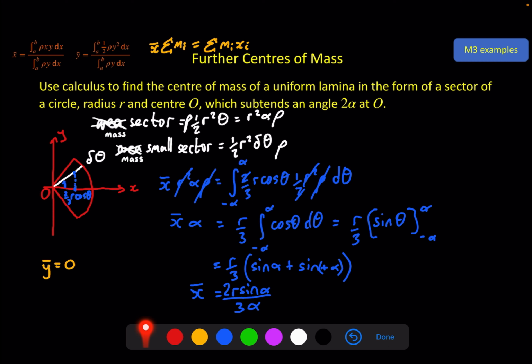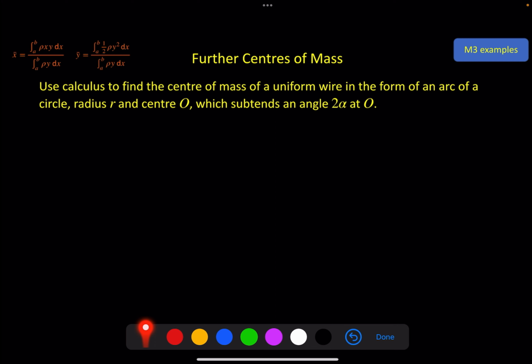Our final example is very similar to this. We're going to prove the result for the arc of a circle. Use calculus to find the centre of mass of a uniform wire in the form of an arc of a circle radius r, centre O, which subtends an angle 2 alpha at O.